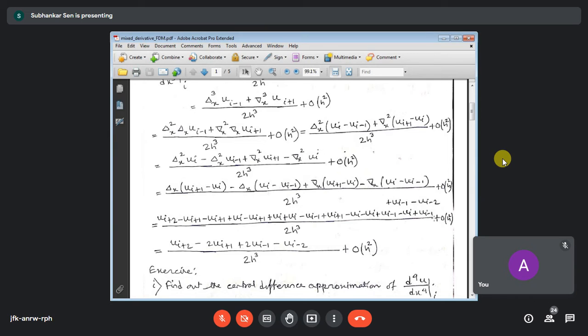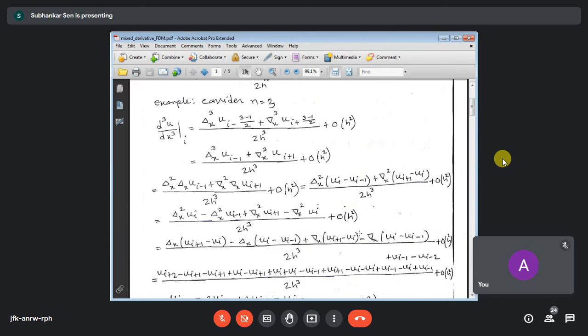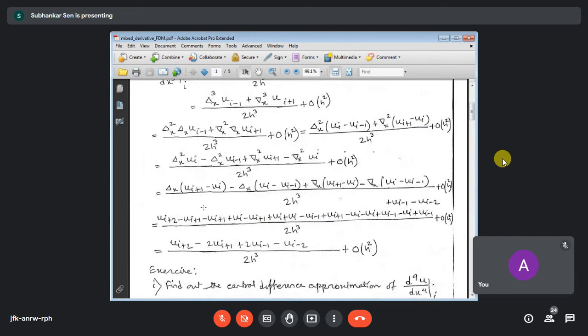So there are several terms, they are repeating. So we just simplify here, and this is the final expression of central difference. Okay. ui plus 2 minus 2ui plus 1 plus 2ui minus 1 minus ui minus 2 by 2h cube plus order of h square. Okay. So without using Taylor series, by using the finite difference operators, you can easily find these finite difference approximations, or differencing schemes.